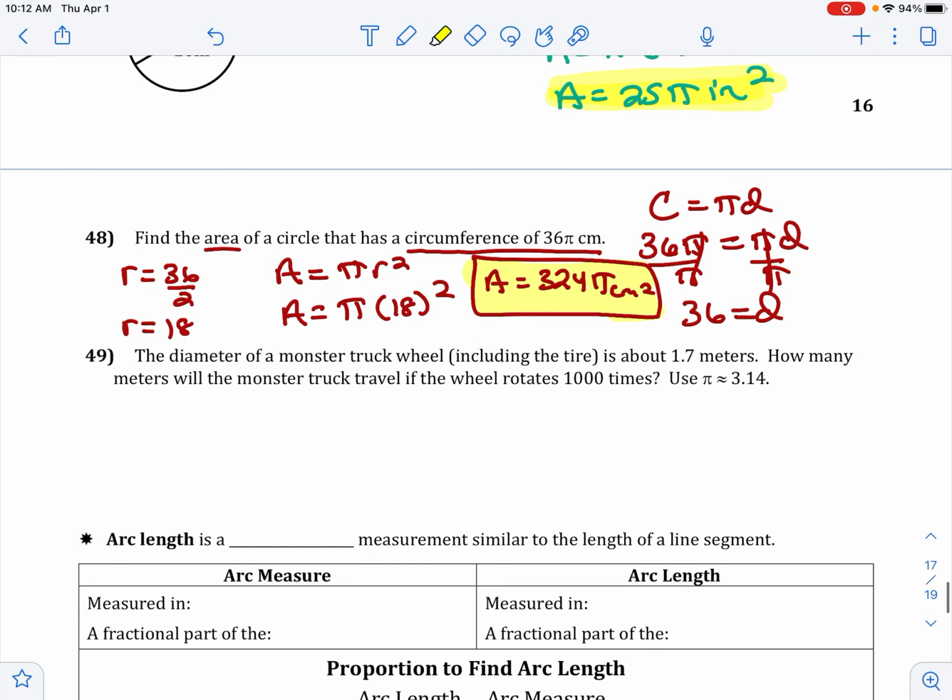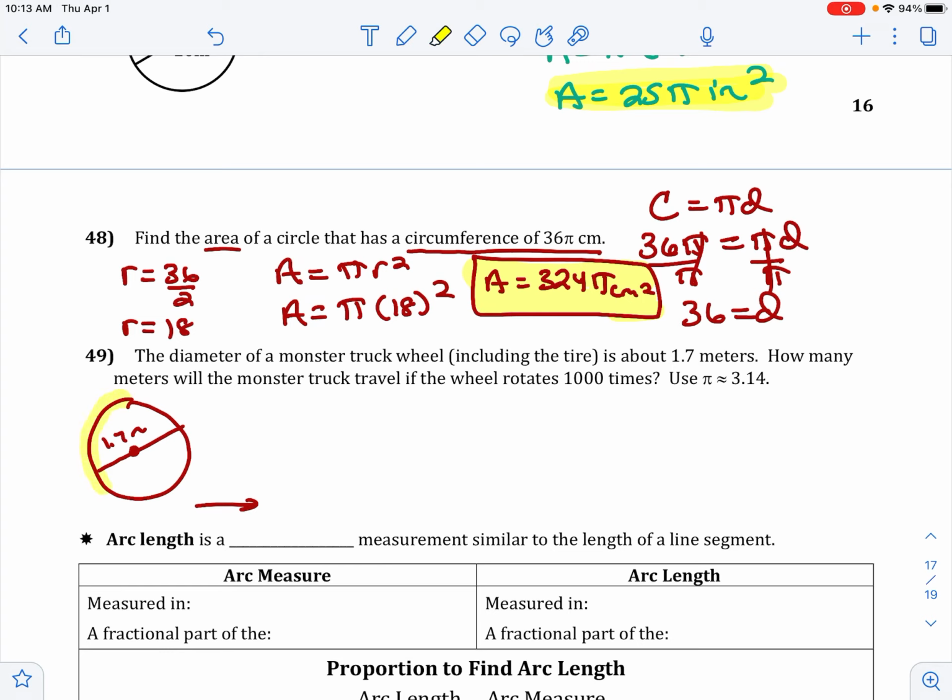All right, number 49 says, the diameter of a monster truck wheel, including the tire, is about 1.7 meters. How many meters will the monster truck travel if the wheel rotates 1,000 times? Okay, so let's think about this. We have this wheel, and it has a diameter of 1.7 meters. Now this wheel's going to rotate 1,000 times, which means it's going to go forward. So we want to know how far it will travel if the diameter is 1.7 meters.